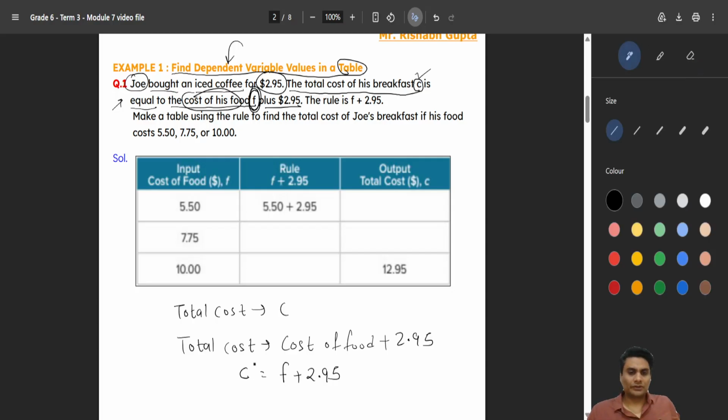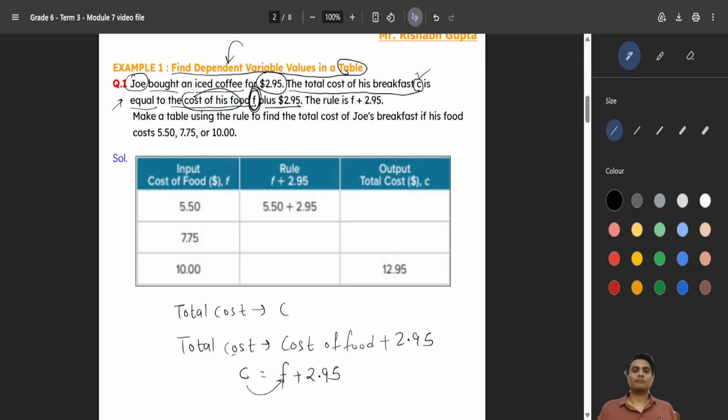The total cost is actually dependent on the amount of food I will order. Yes or no? If I order more food, my total bill will be more. If I order less food, my total will be less. Which means the total cost is the dependent variable, and the food that I am going to order is independent. The food that you are going to order, you have not thought before that I will spend only 5 dirham or 10 dirham.